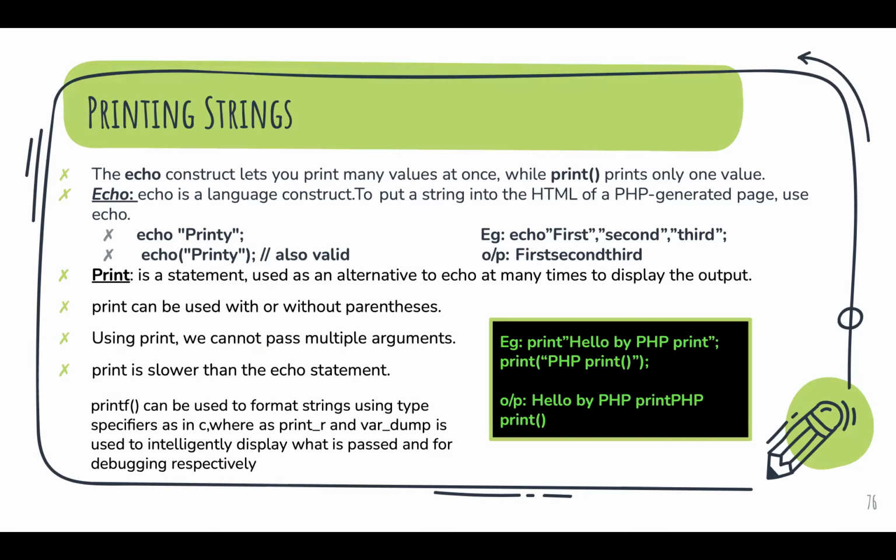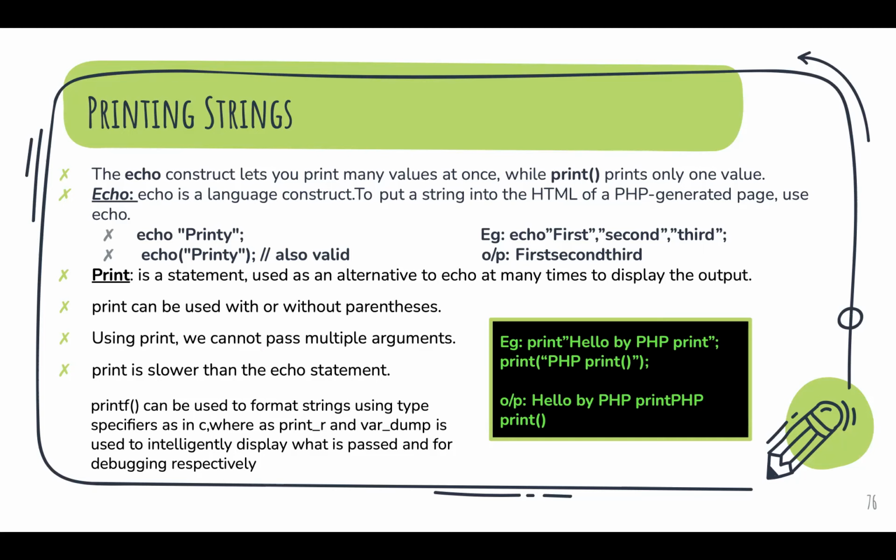How do we print strings? Printing strings uses 2 print functions, the first being echo. It's a construct that lets you print many values at once. The other print function is print, which prints 1 value. Moving on to the detailed explanation of echo. Echo is a language construct to put a string into the HTML of a PHP generated page. The use of echo can either be between 2 quotes, or it can be put in parentheses.